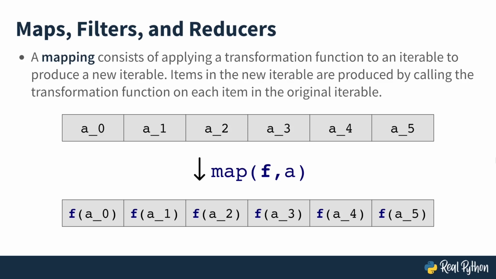First of all, mapping consists of applying a transformation function to an iterable to produce a new iterable. So, the items in the new iterable are produced by calling the transformation function on each item in the original iterable. One of the common ways that you're going to be applying the mapping idea is on a list: you have a list of elements, and you have some function f. And what you want to do is simply create a new list obtained by mapping this function f at each element of this list to produce this transformed list.